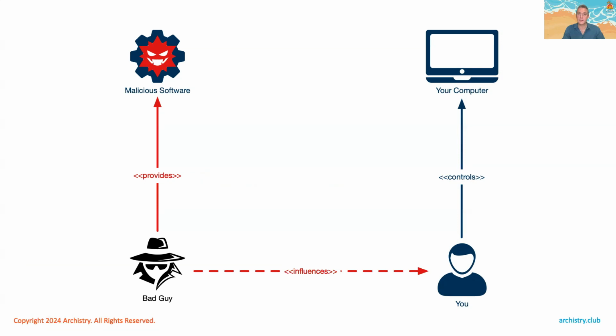So the first thing that the bad guy has to do is influence you. Because if the bad guy can't communicate with you, they can't influence you. If they can't influence you, they can't get you to do things that they want you to do. And if they can't get you to do things that they want, there's no problem. We don't have an attack vector. We don't have any way in because we have blocked the influence path.